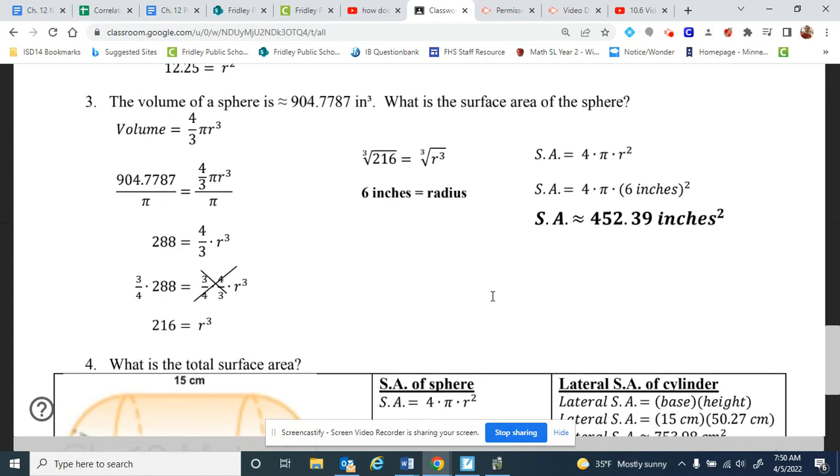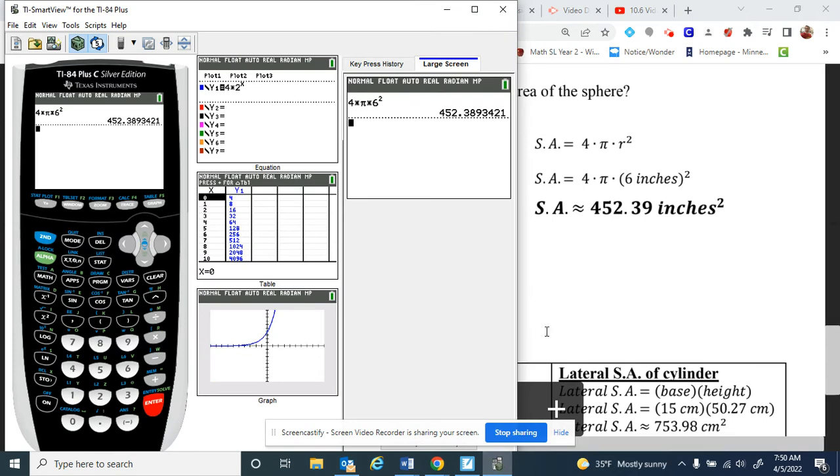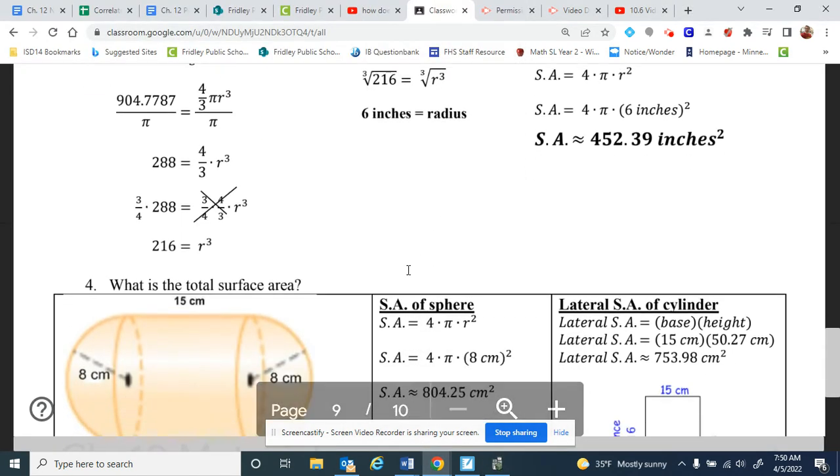So I'll encourage you to pause the video to understand this problem fully, to ask questions. Make sure you know how to type that into the calculator, try it out, and we'll move on to this bottom one here.